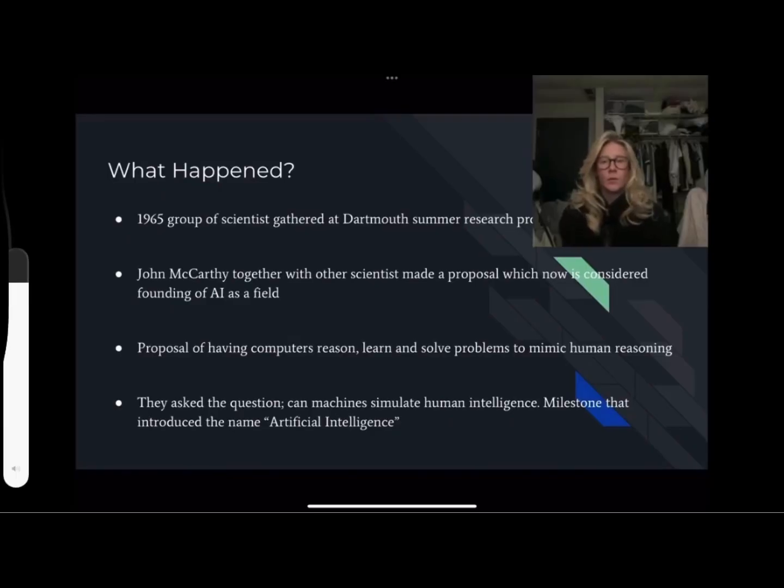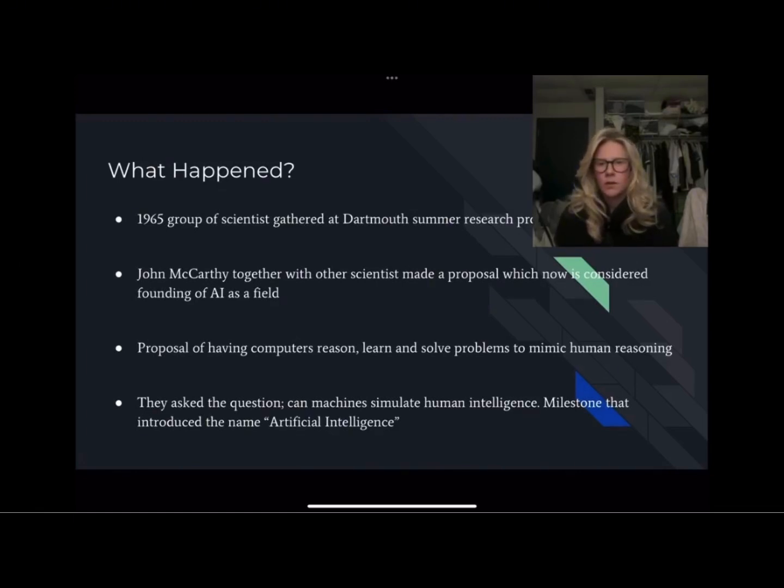Okay, getting into a little bit what happened at this AI milestone. In 1965, a group of scientists gathered at Dartmouth Summer Research Project, where these scientists discussed one important and event changing question: can machines simulate human intelligence? So, at this meeting that was originally organized by John McCarthy, together with the other scientists, they created this proposal about having a future where a computer can mimic human behavior, such as reasoning, learning, and solving problems.